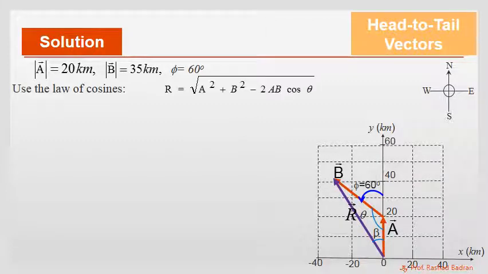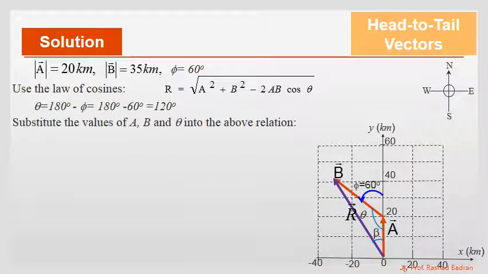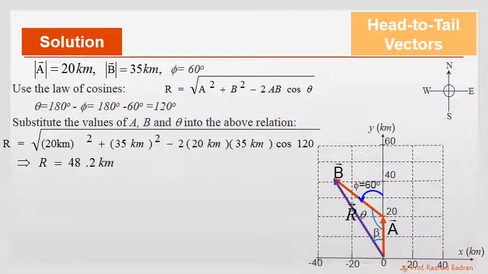We apply the cosine law for R, where the values here of A and B are given, but the value of theta is not. To determine theta, we just subtract 180 degrees minus 60 degrees. That is 120 degrees. Substitute all the values of A, B, and theta into the cosine law, and the magnitude of 48.2 kilometers for the resultant is obtained.